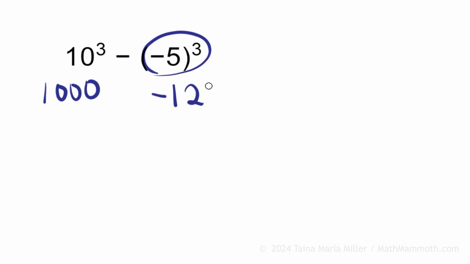Okay, here we actually have 2 powers and they're subtracted. 10 cubed minus negative 5 cubed. And in the order of operations, we will do exponents first, or the powers. So 10 cubed is 1000. And then here we have negative 5 cubed. So that's going to give us a negative answer, since 3 is an odd number. And it's going to be 5 times 5 times 5, 125.